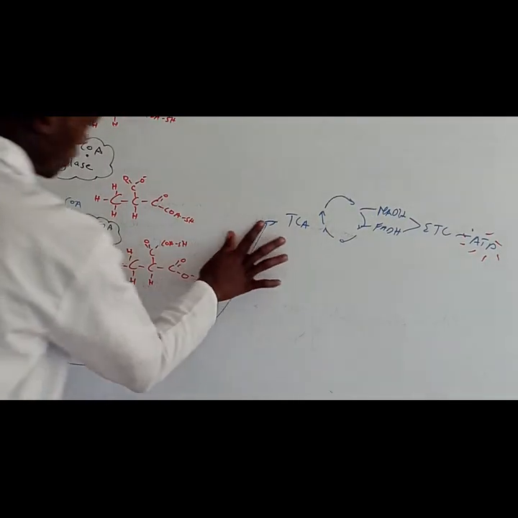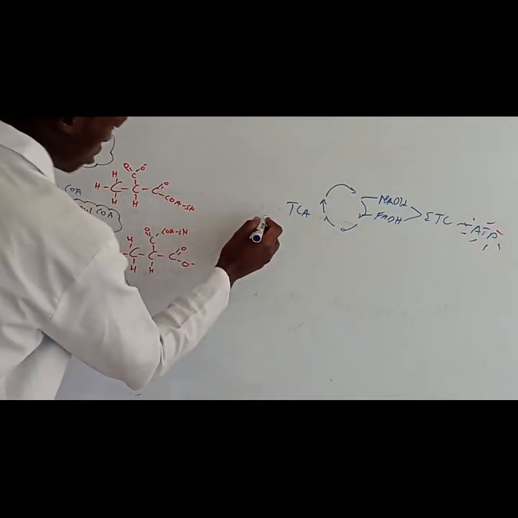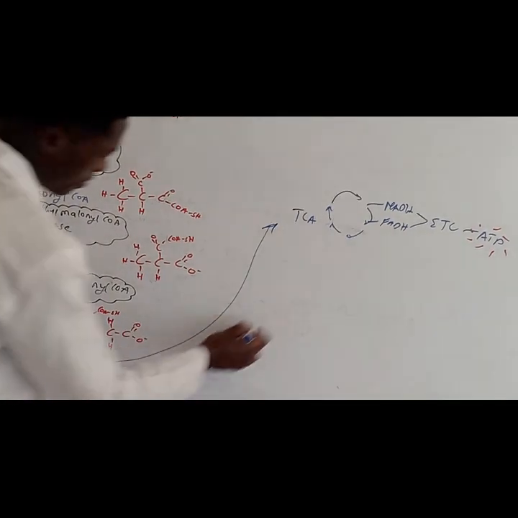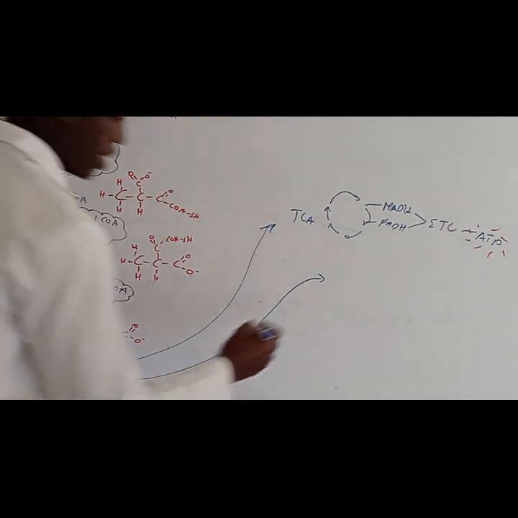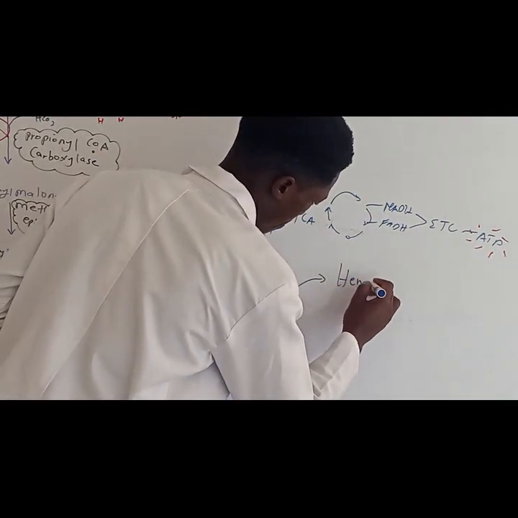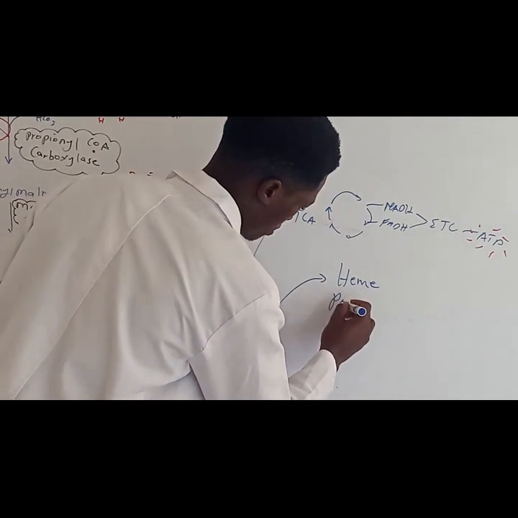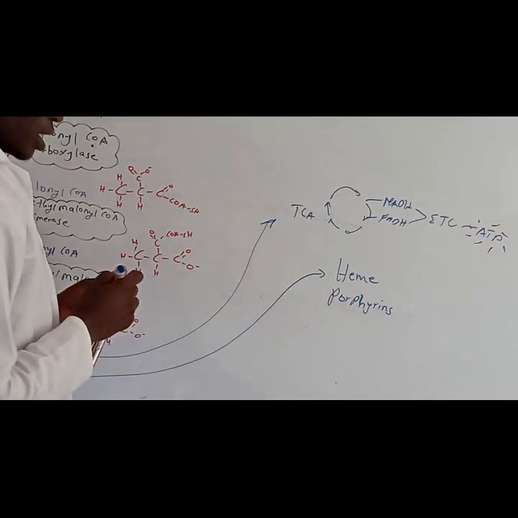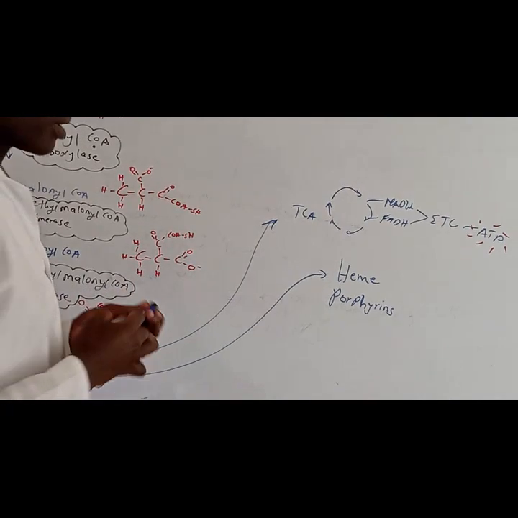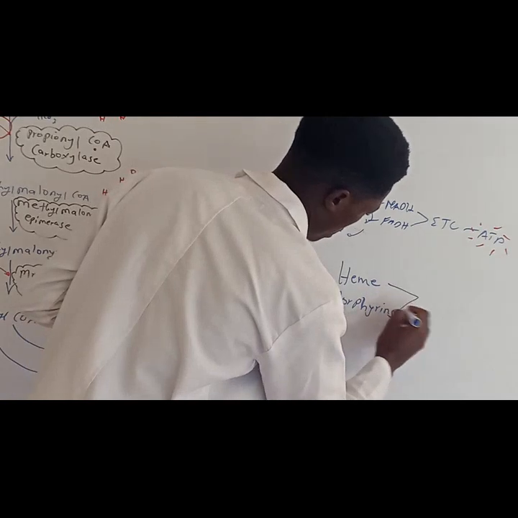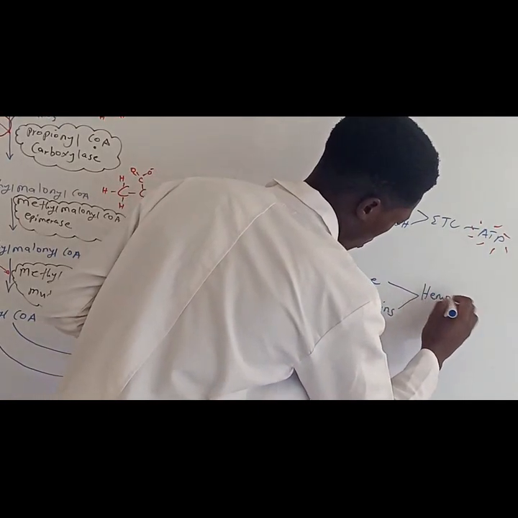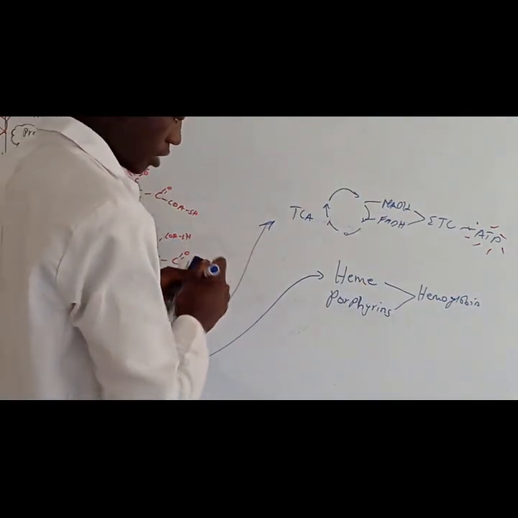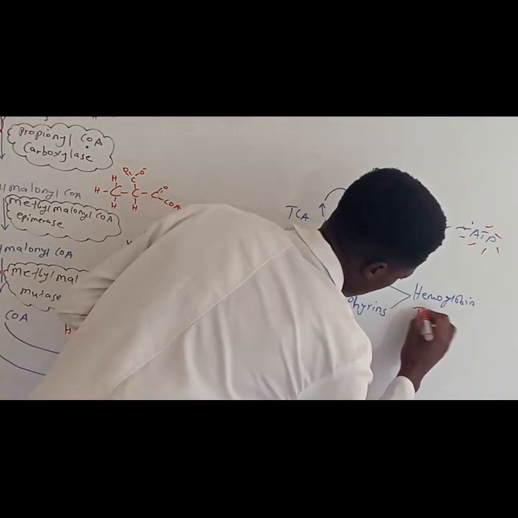The second pathway, we can take this succinyl-CoA and use it to synthesize heme and porphyrins. Now, hemes and porphyrins are components of what? Are components of hemoglobin. So these are used to synthesize hemoglobin, for the transportation of oxygen, so that we can transport oxygen.